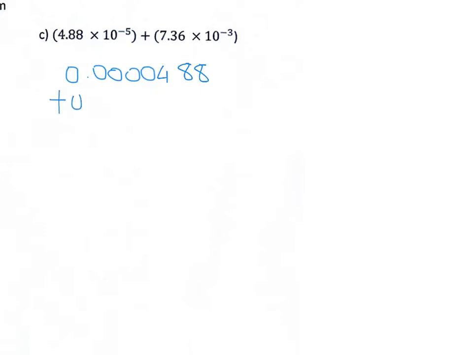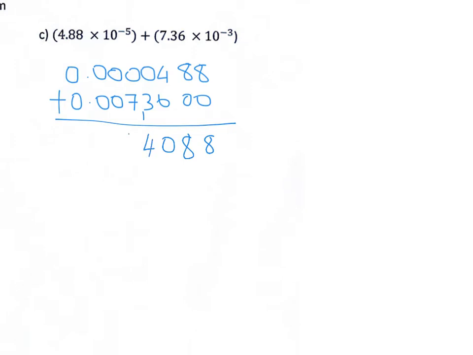And we're adding 0.00736. Add in a few more zeros just to make things look a little bit easier. And again, we've got a 3 in here, and we've got 3 zeros in total. Adding these, 8 and 0 is 8. 8 and 0 is 8. 4 and 6 is 10. 0 and carry a 1. We've got 4, 7, 0, 0, decimal point 0. So the answer is 7.4088 times 10 to the power of minus 3.